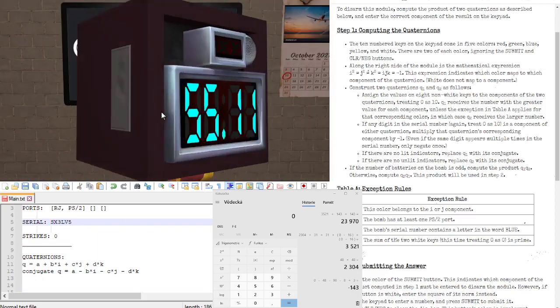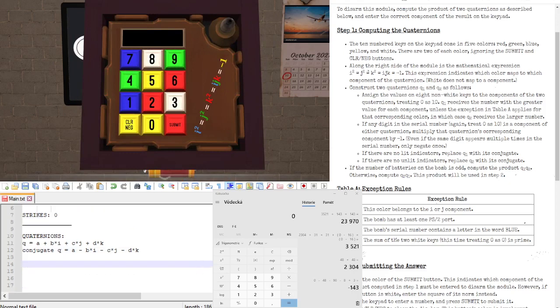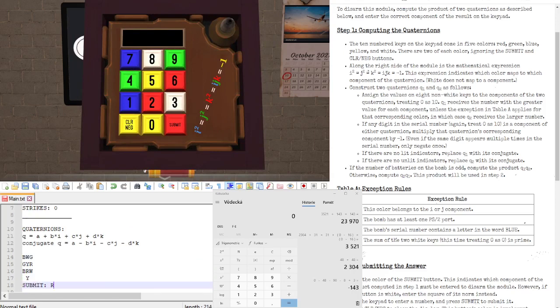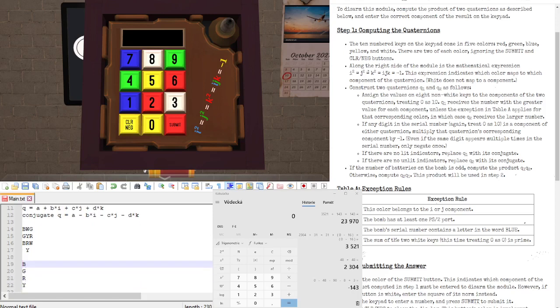I will not do the read of the module. We have blue, white, green, green, yellow, red, blue, red, white, and then yellow. The submit button is red, and our I, J, K, minus 1 is blue, green, red, yellow. So I'll just mark this so we are not confused. Okay, like this. Maybe just for aesthetic reasons do this.